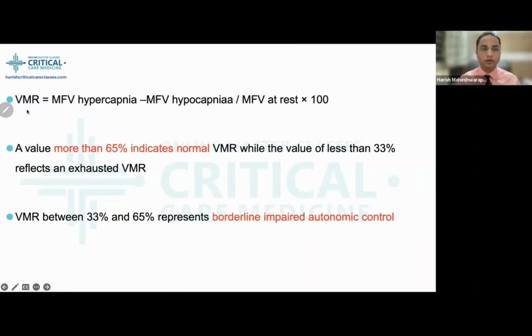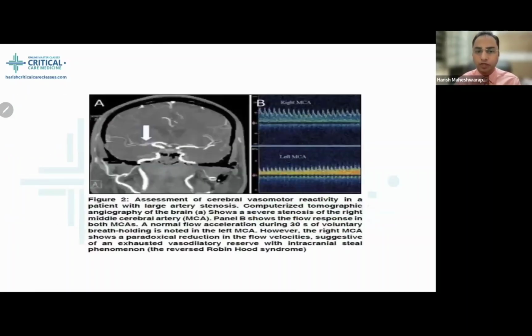So vasomotor reactivity is mean flow velocity at hypercapnia minus mean flow velocity at hypocapnia, meaning after hyperventilation, divided by mean flow velocity at rest, times 100. A value of more than 65% indicates normal vasomotor reactivity, while a value of less than 33% reflects exhausted vasomotor reactivity. Vasomotor reactivity between 33 and 65% represents borderline impaired autonomic control. So these are some of the additional data which we can get as a clinical application by using TCD.